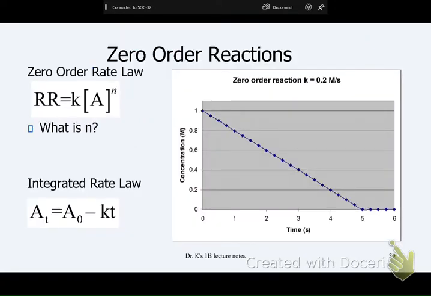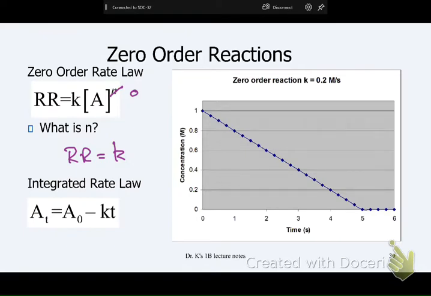So, zero order reactions. This is what I mentioned the other day. In the zero order reaction, the order is 0, right? So the rate law looks like this. Reaction rate equals k times the concentration of A to the 0, which I just already have up there, so I'll just do that. Equals k. So what does that mean? What's k? Constant. It's constant.